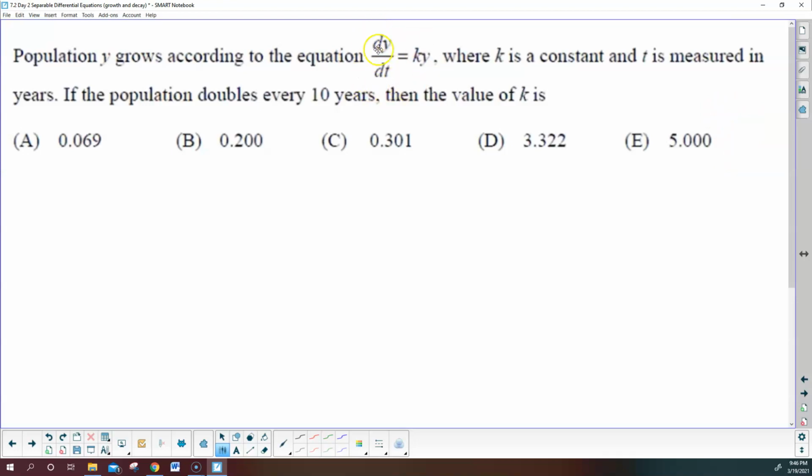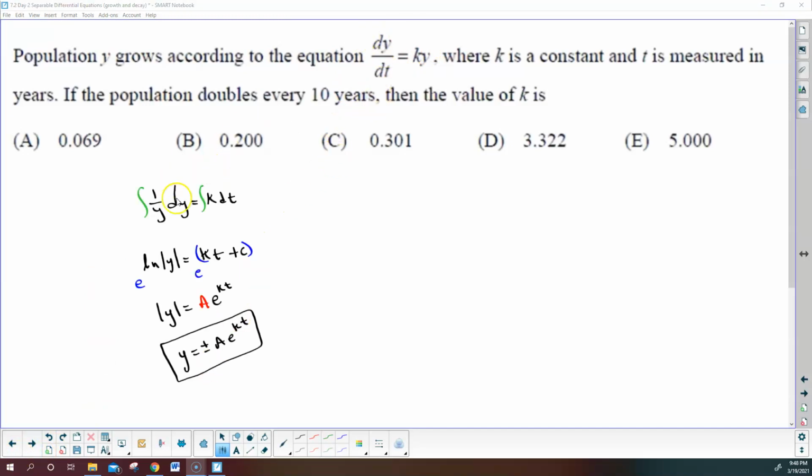This time they give you the differential equation, but notice dy dt is proportional to y itself. So this is telling you that the population y is growing at a rate that's proportional to itself. Okay, so try that one, and then I'll go over it in just a second.